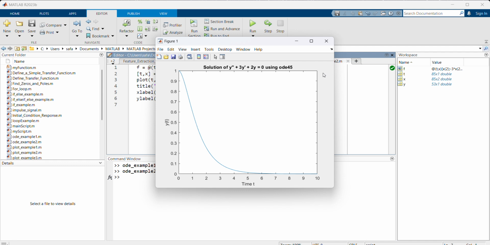In this video, we learned how to solve differential equations using ode45 in MATLAB. In the next video, we will move on to Simulink and create a simple model.